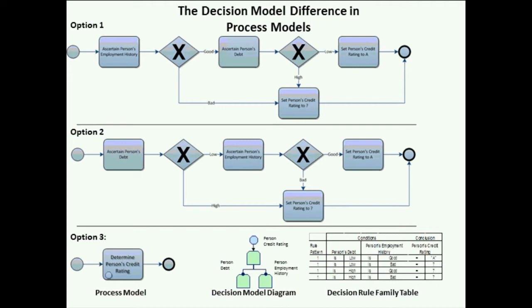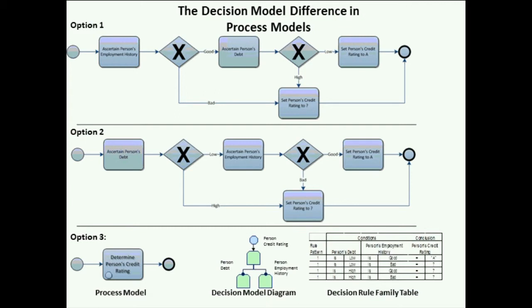Look at option 2 of this process. In option 2, we start by ascertaining person's debt. If it's low, we ascertain person's employment history. If it's good, we set person's credit rating to A. So, what is the difference between option 1 and option 2? Is there a difference? If you take a moment to study option 1 and option 2, you're going to discover they're actually one and the same process. The only difference is the sequence in which we execute the logic.